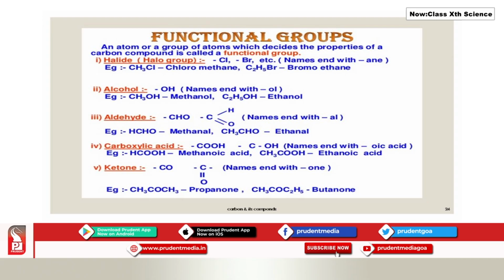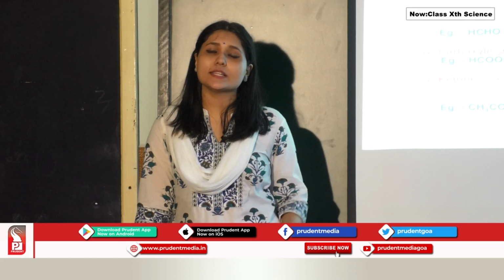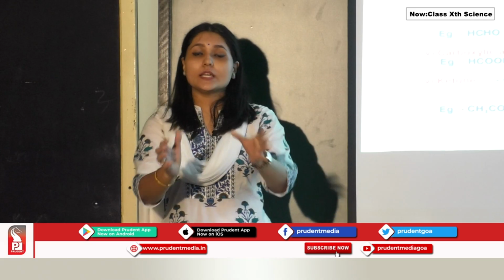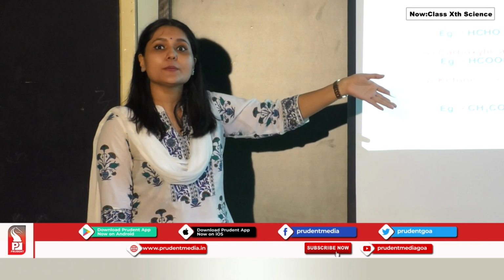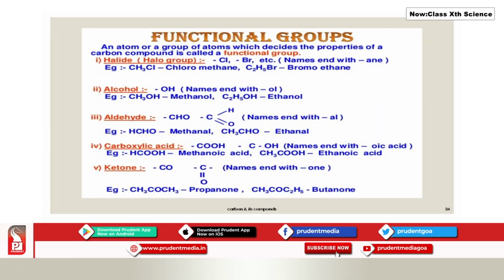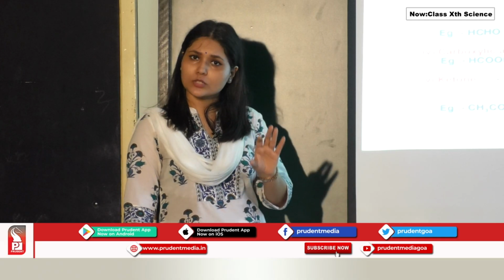Next we are going to move on to the functional group. Now what exactly is a functional group? If an atom or a group of atoms is being attached to a carbon compound, and it completely changes the property of that carbon compound, then this atom or group of atoms that are getting attached to the compound and changing the property of the compound, they are called as a functional group. Now there are different kinds of functional group, but in your 10th standard you are going to learn very few.